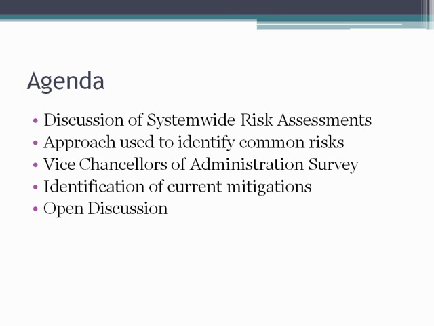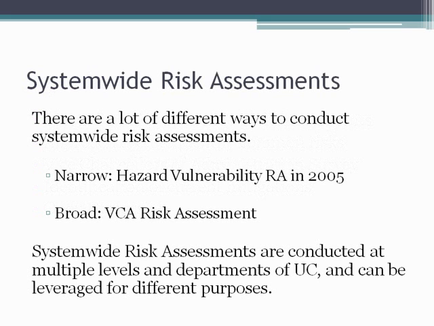So without further ado, I'm going to jump right into an overview of system-wide risk assessments. There are a lot of different ways to do a system-wide risk assessment. You can have a narrow system-wide risk assessment. One example of that is the Hazard Vulnerability Risk Assessment that we did in 2005 at Risk Services. This risk assessment focused on natural disasters and human-related events, including technology or terrorism or other acts by people. That one was narrow because it was very specific to certain folks completing this risk assessment as well as the risk topics.